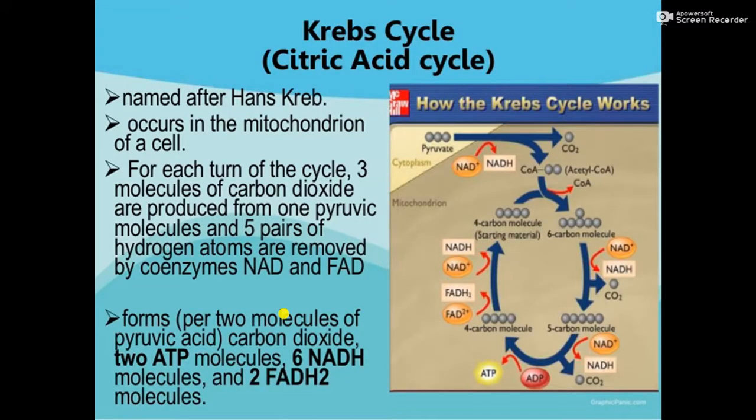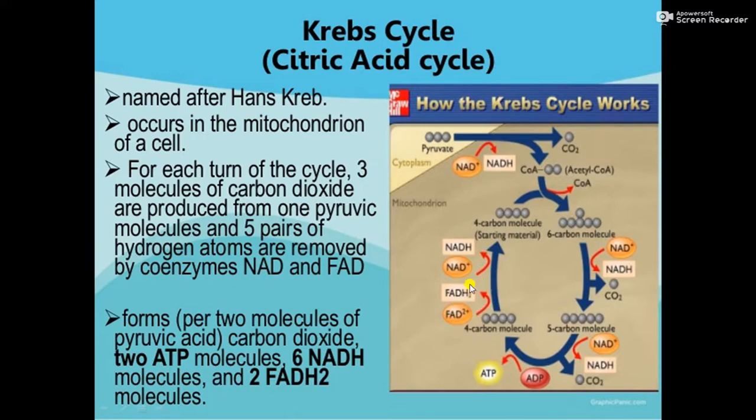Then the next and important part, the Krebs cycle or citric acid cycle. It's named after Sir Hans Krebs and occurs in the mitochondria of a cell. For each turn of the cycle, 3 molecules of carbon dioxide are produced from 1 pyruvic molecule, and 5 pairs of hydrogen atoms are removed by the coenzymes NAD and FAD. So here we can see each pyruvate is converted to 3 molecules of carbon dioxide and 5 pairs of hydrogen ions.